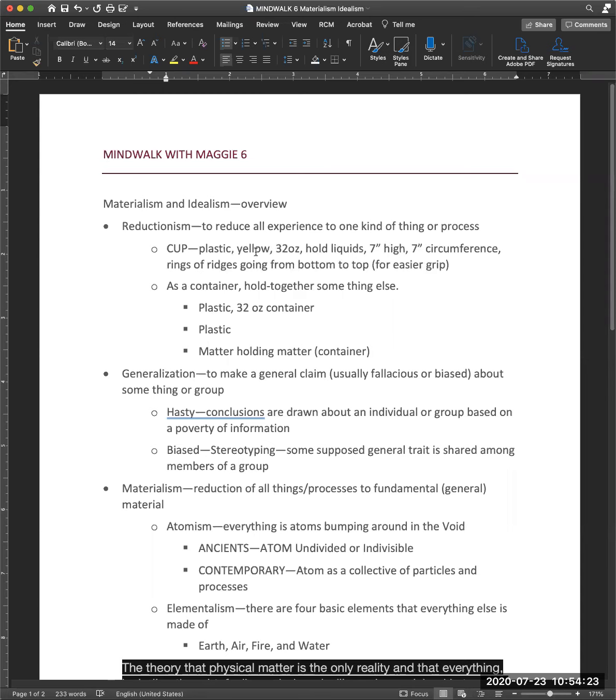Does that matter have to be yellow? No, it does not have to be yellow. Okay. Does it have to actually be the size that it is? Well, it's not necessary for every cup to be 32 ounces. It's also the case that not every cup will actually be used to hold liquids. I have a number of cups around the house that I've used to hold liquids.